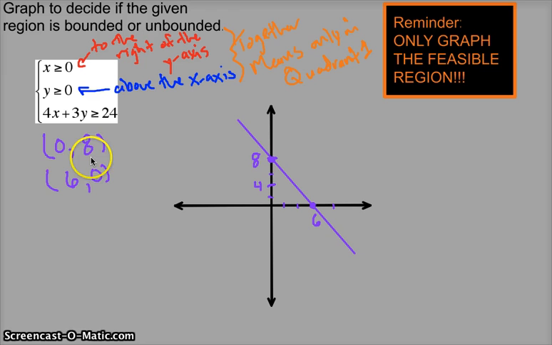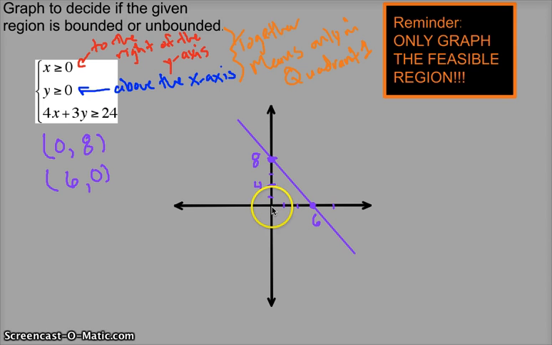The purple line, by the way, I found by finding intercepts since we were in standard form. I just plugged in 0 for x and 0 for y separately and figured out what y-coordinate would give me 0 for x, what x-coordinate would give me 0 for y, plotted my 0, 8 for my y-intercept and 6, 0 for my x-intercept. The last thing to do again is just to check a point.